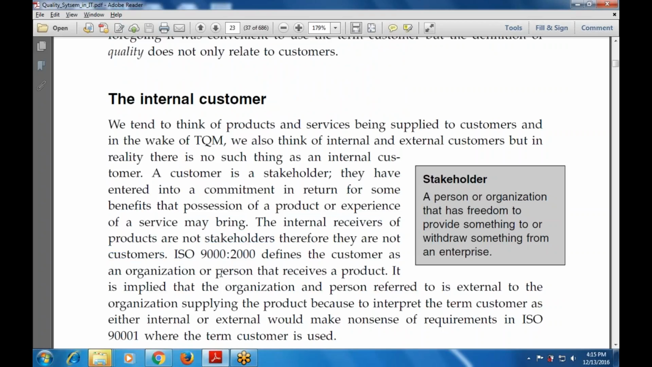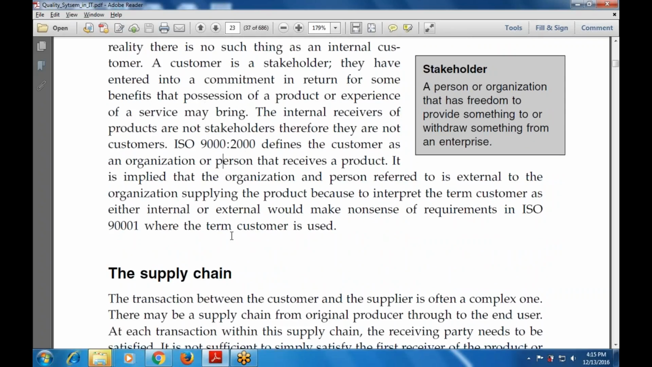Then the ISO 9000:2000 standard also defines the customer as an organization or person that receives a product. It is also implied that organizations and persons internal to the organization that also supply a product are included, because the term customer can be interpreted as either internal or external, as used with the requirements in the ISO 9001 standard.